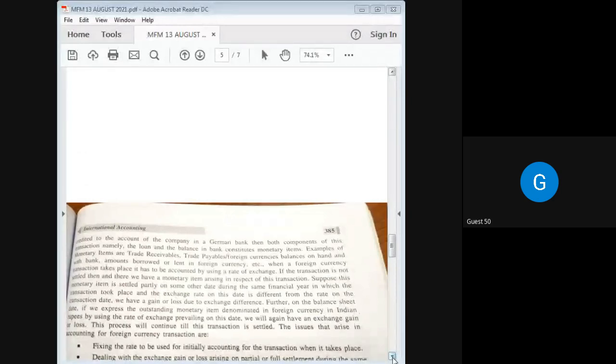If the transaction is not settled, we have a monetary item arising in respect of this transaction. Suppose this monetary item is settled partially on some other date, during the same financial year in which the transaction took place, and the exchange rate on that date differs from the rate on the transaction date. So we have a gain or loss.